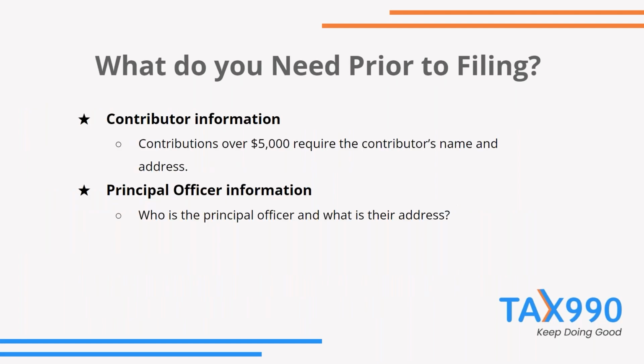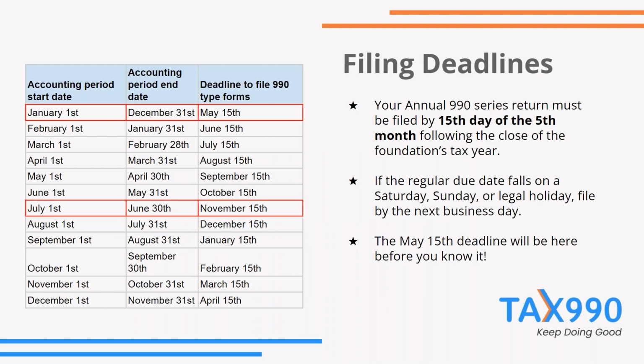If you have contributors that gave over $5,000 in one contribution, you may be asked to provide the contributor's name and address. You'll also need the name, phone number, and address of the principal officer. To save time, you may want to gather this information prior to starting your 990 series return.